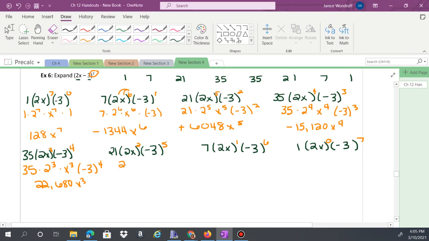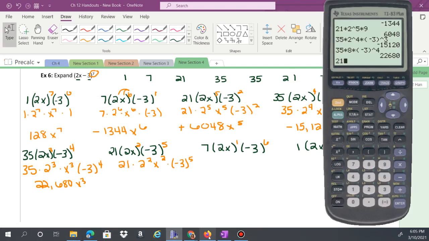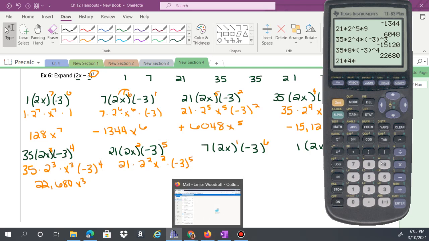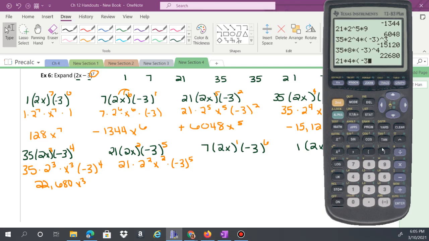Then next term, you got 21 times 2 squared, x squared, negative 3 to the 5th. Okay, so 21 times 4 times negative 3 to the 5th. So negative 20,412.